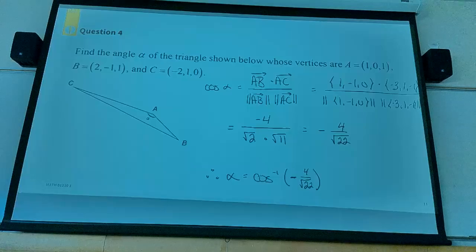How's that simplify? It's taking you too long.